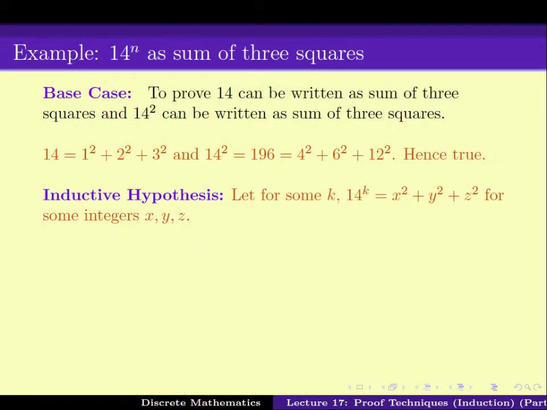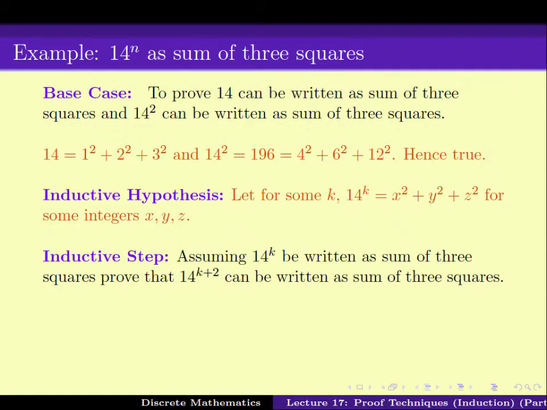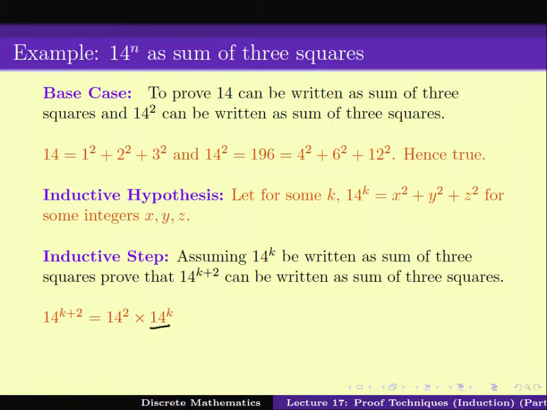Now, the inductive hypothesis states that for some k, 14 power k can be written as x square plus y square plus z square for some x, y, z. And we have to prove that 14 power k plus 2 can also be written that way. Let's see how it can be done. Now 14 power k plus 2 is nothing but 14 square times 14 power k. But this 14 power k of course can be written as x square plus y square plus z square for some x, y, z. That's what is guaranteed by the induction hypothesis.